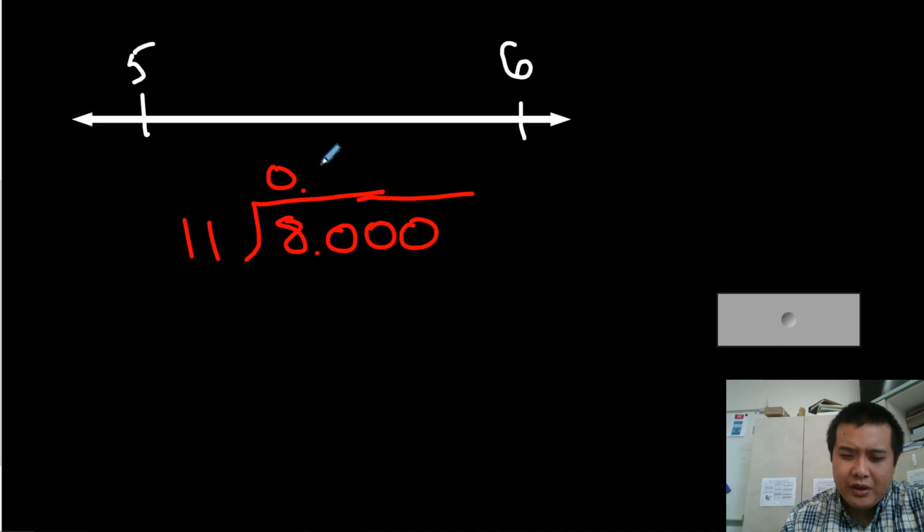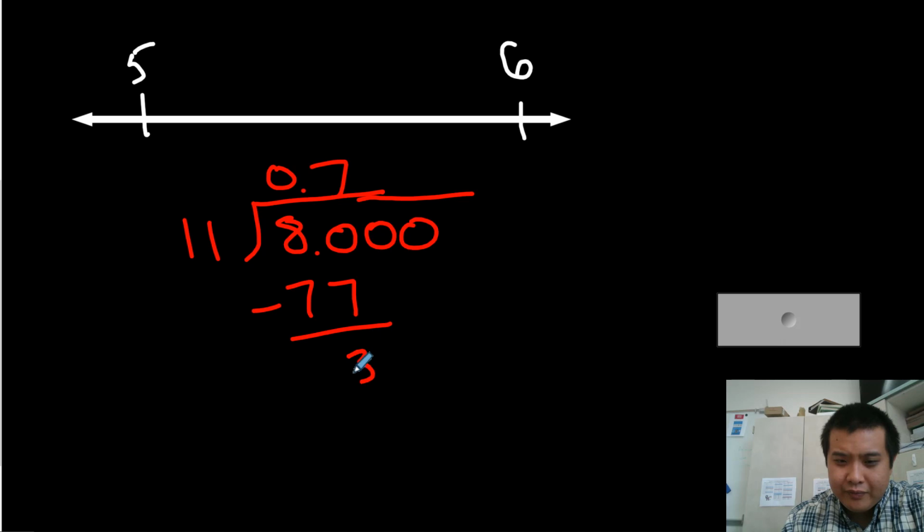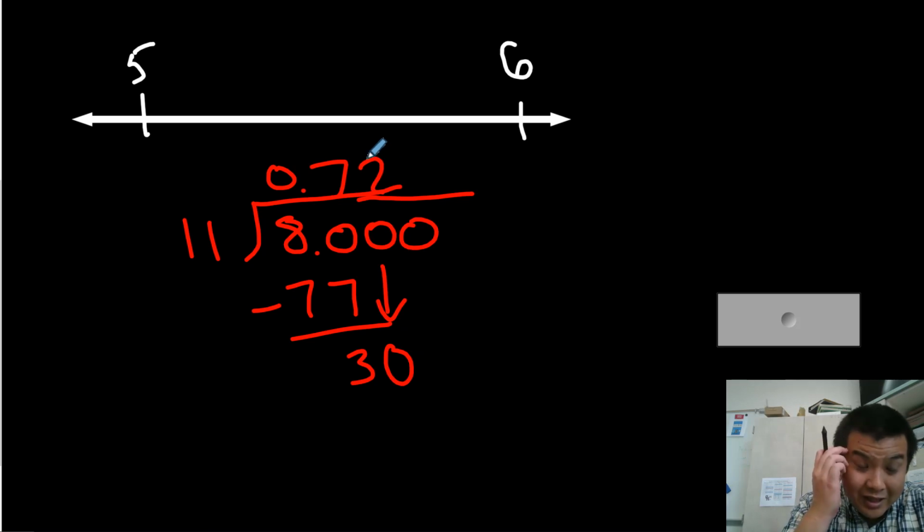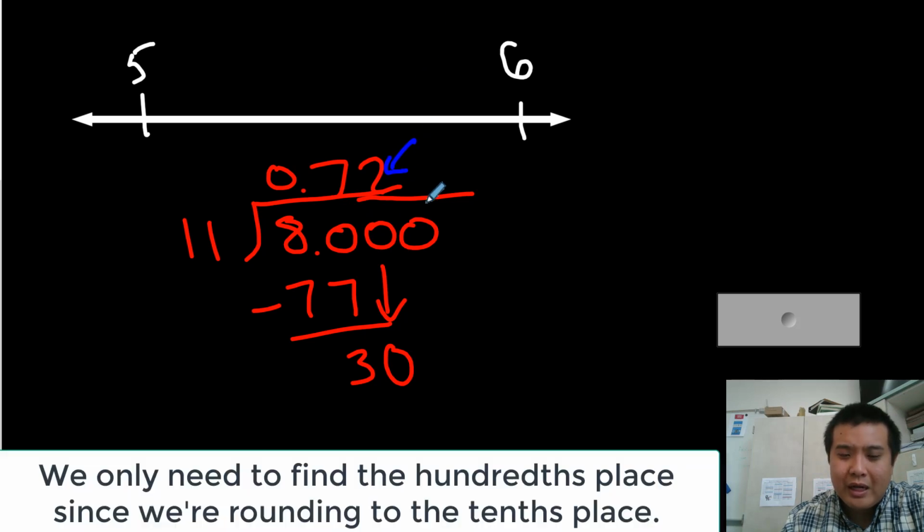Here we go, it's going to be 7. So this is 77. Subtract, we get 3. Bring down the next 0. 30, we get 2. We can stop at this point because we're only going to estimate to the tenths place, which means all we need to go to is the hundredths place to determine if we're going to round up or round down. And because this is a 2 in the hundredths place, we are going to round down, so our final answer is going to be 5.7.